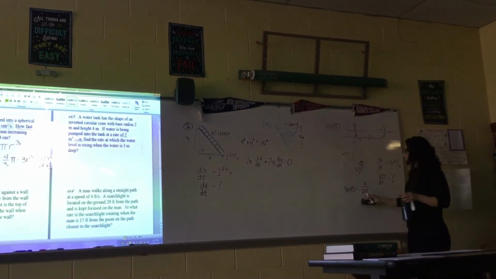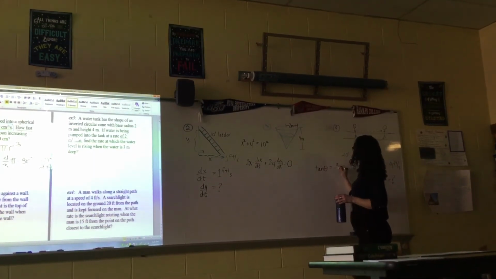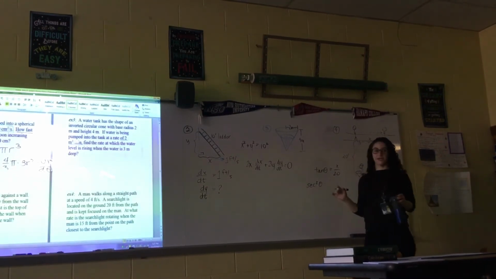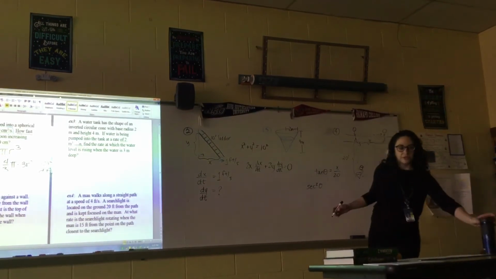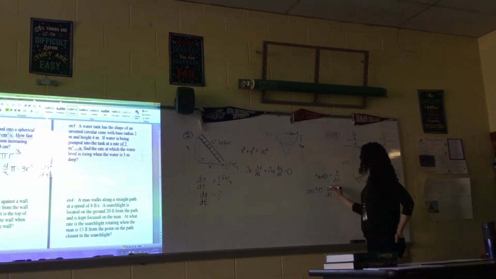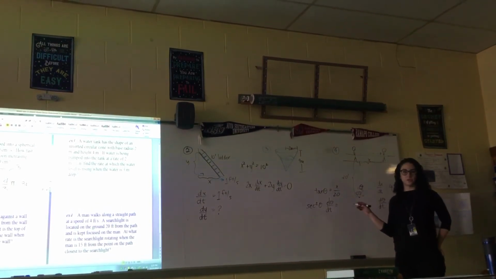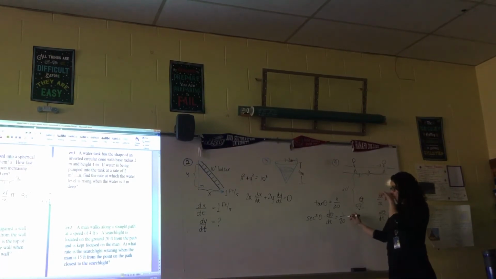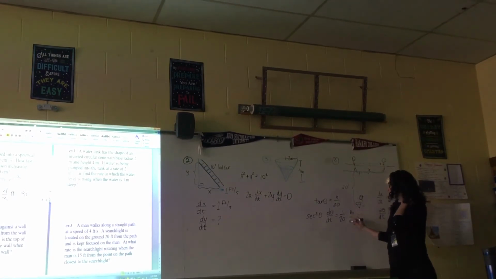Can I take the derivative of this? We're going to write it over here. What's the derivative of tangent theta? Secant squared of theta times d theta dt, equals the derivative of x over 20. That's just like one twentieth x. What's the derivative of one twentieth x? One twentieth dx dt.